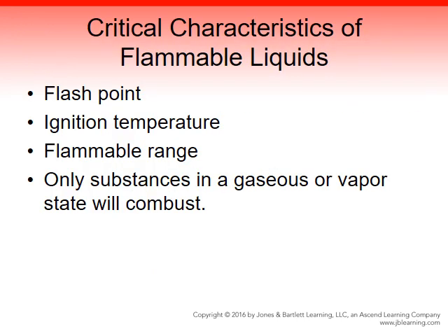Critical characteristics include flash point, ignition temperature, and flammable range. Only a substance in a gaseous or vapor state will combust, essentially burn. Solids and liquids will produce vapors, then ignite. So basically anything will burn when it turns into a gaseous state and the conditions are correct.